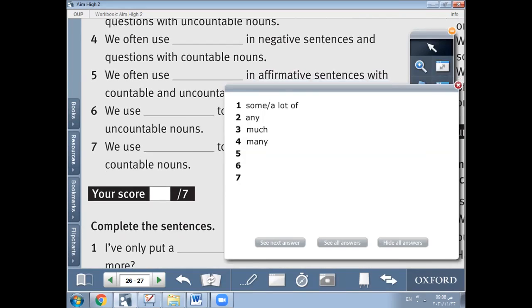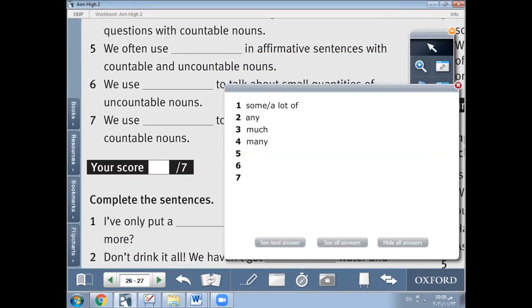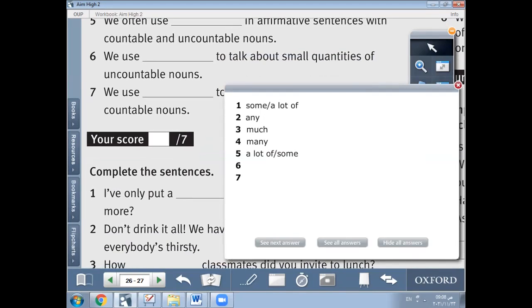Yalla, Karim. We often use, yalla, read. Sentences, countable and uncountable nouns. Whether it is countable or uncountable, which one? A lot of, also some. The next, let's read number. Yalla, Ahmad.